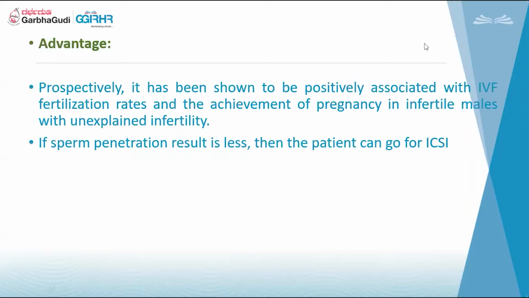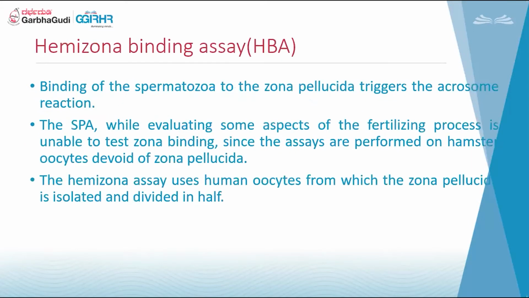So if the sperm penetration result is low, then the patient can go for ICSI. Okay, they check why there's fertilization failure or anything. They have these two methods, control and the patient. Then they will see how it is. Otherwise, they don't use it. Now they don't approve, right? Where will you get zona and all that? They need approval.